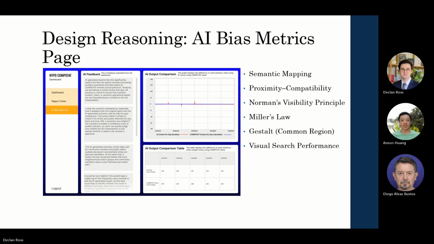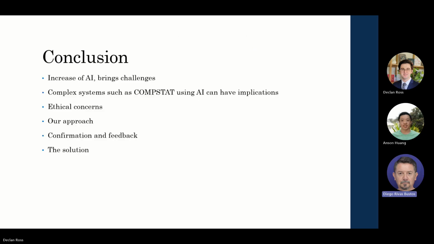feedback panel. Visual search performance. Bold lines and distinct colors in the line chart stand out against the white background, guiding users to spot deviations quickly.